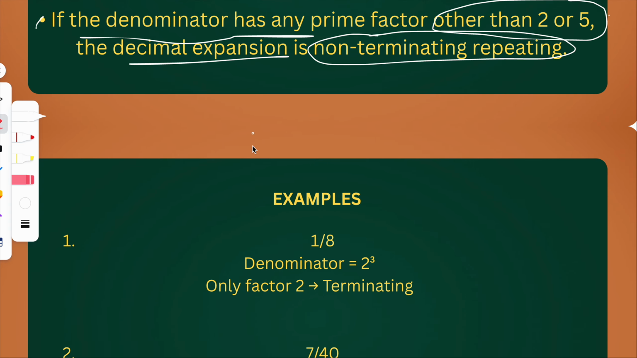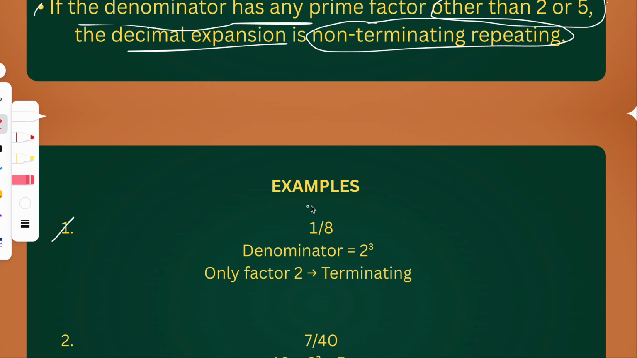Now if we take some examples, if we take an example of 1 by 8, so 1 by 8 is in the lowest term, we cannot simplify it further. Okay, then we'll check for the denominator. As you can see, the denominator is 8. And we can say that the denominator can be written as 2 into 2 into 2, basically 2 cube.